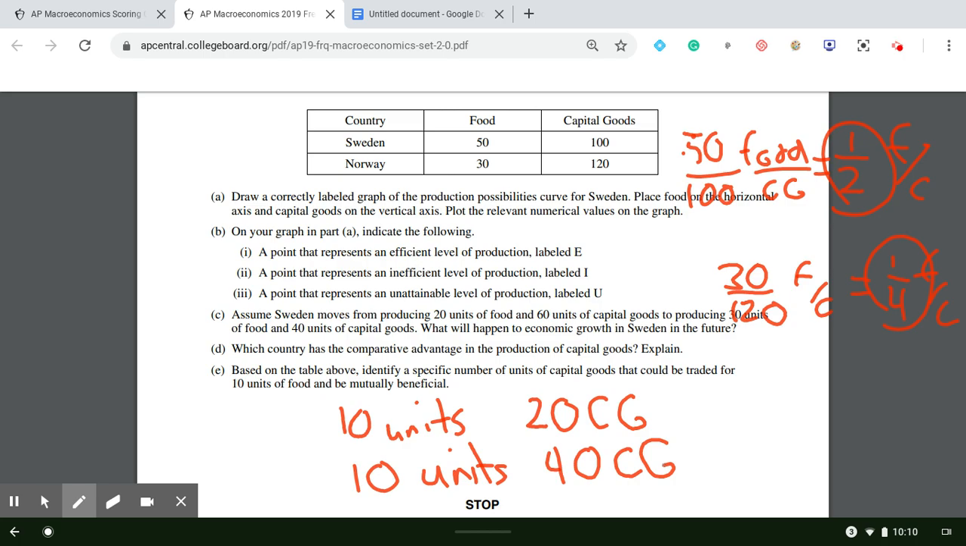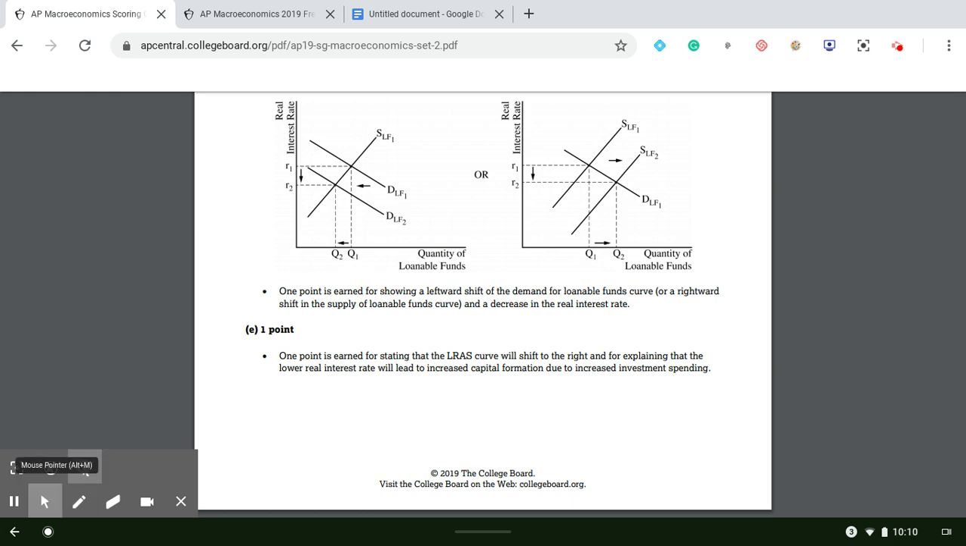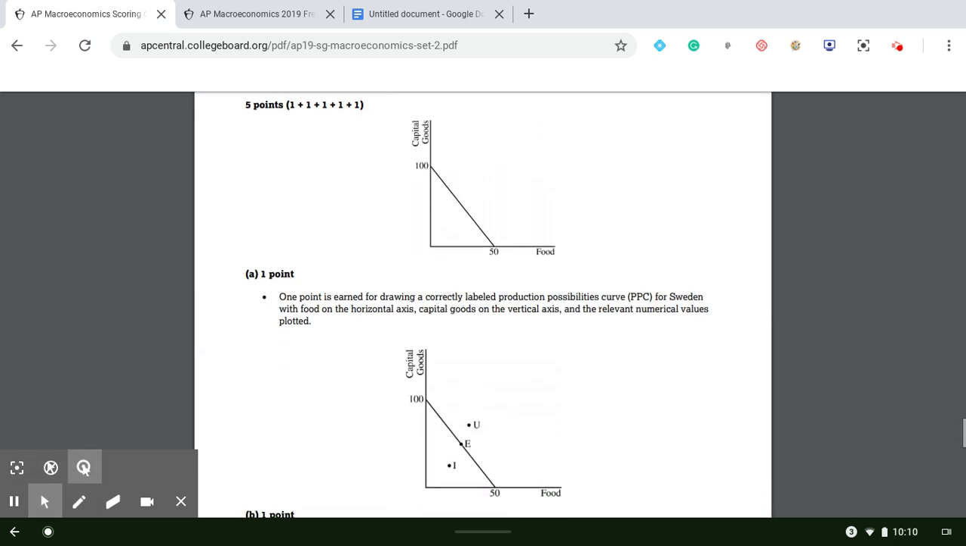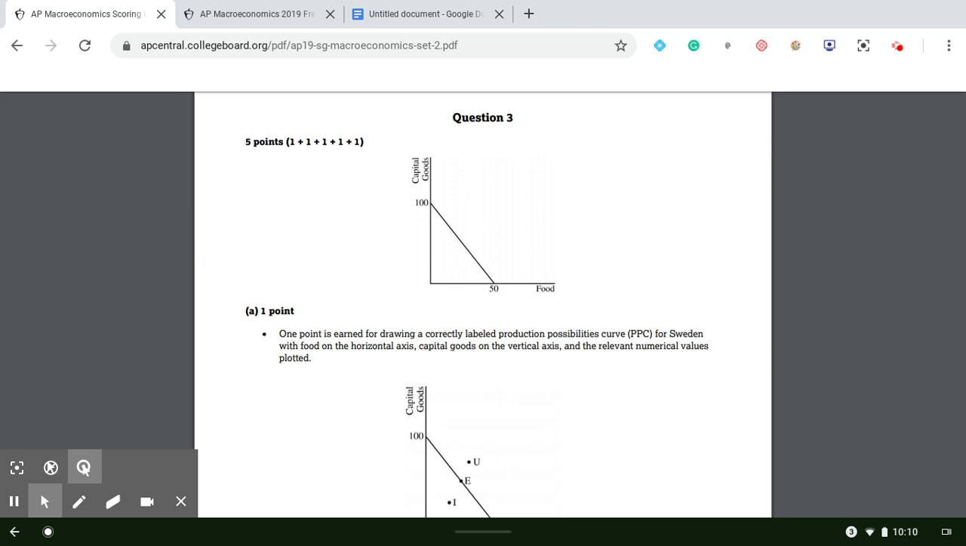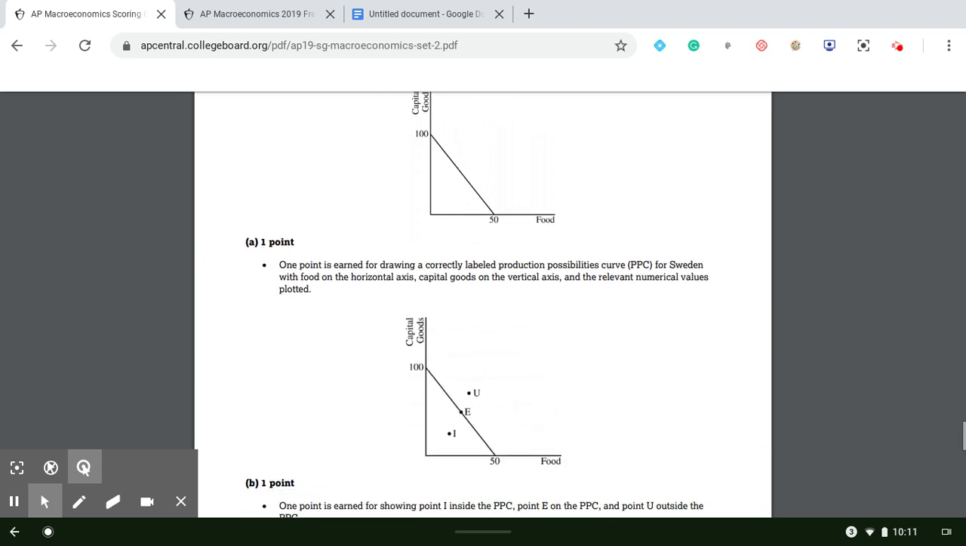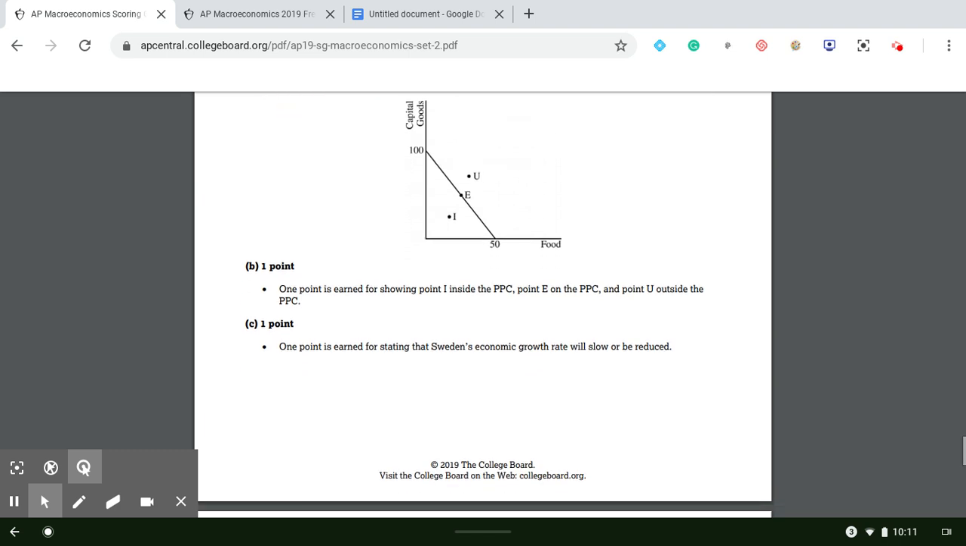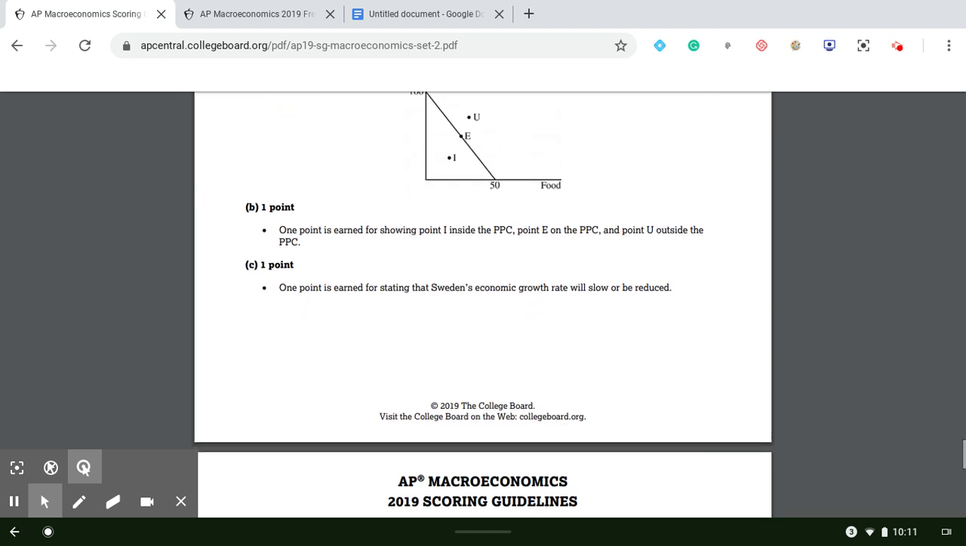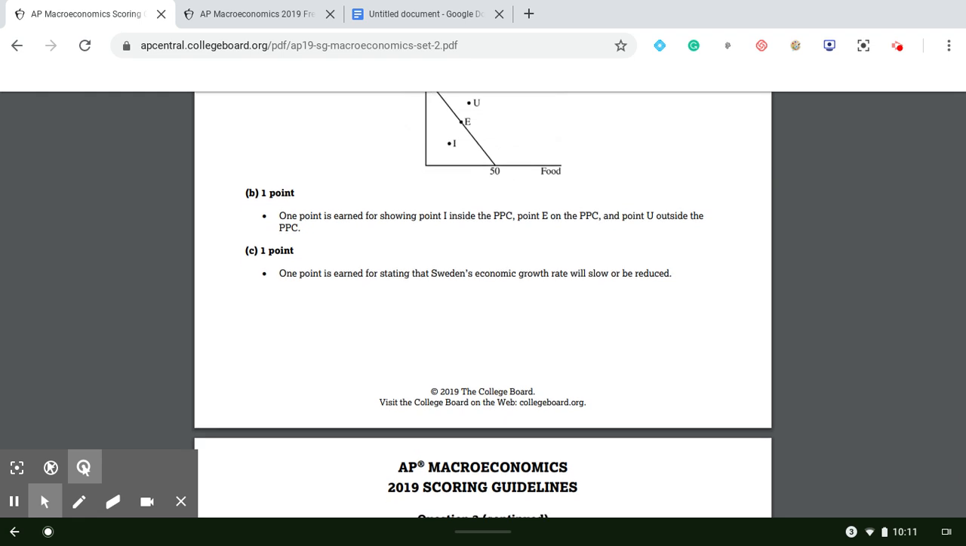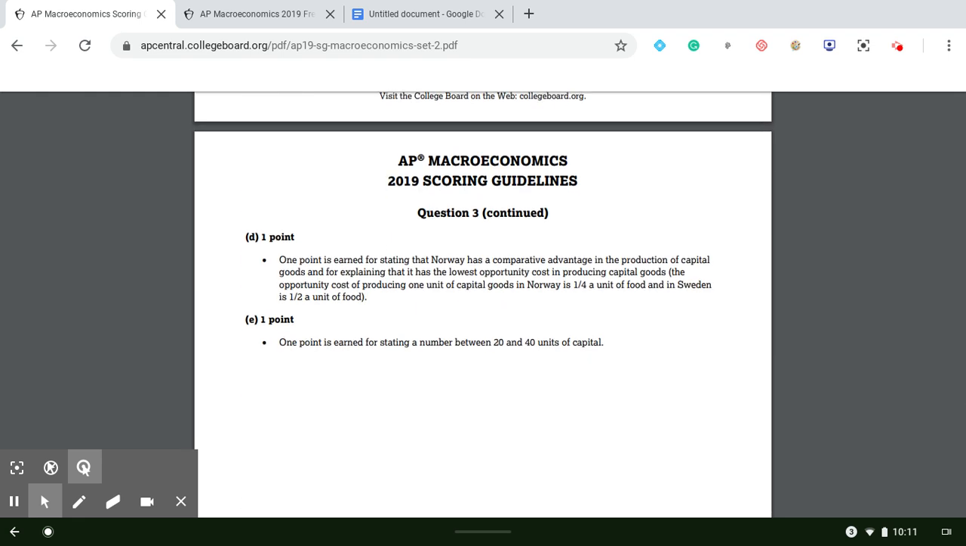Okay. So let's look at the scoring guidelines real quick. So we showed all those points. 1 point is earned for saying that economic growth would slow or be reduced. We explained that. Didn't have to. Explain that Norway has comparative advantage in capital goods, and for explaining that it's the lowest opportunity cost. The opportunity cost of producing 1 unit of capital goods is 1/4 unit of food, and in Sweden, it's 1/2 unit of food. And you can decide on a number between 20 and 40 for capital goods.